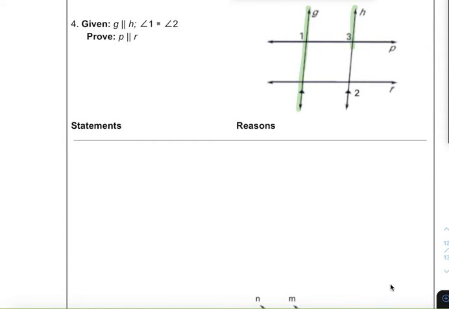Number 4, if G is parallel to H and 1 is congruent to 2, again, those are not any of the 4 angle pairs that prove that lines are parallel. The first thing that I have to say is G is parallel to H and angle 1 is congruent to angle 2. Now this is not the only way to write it. You can split those two givens up into 2 separate steps if you want to. But we'll just write it as one step today.